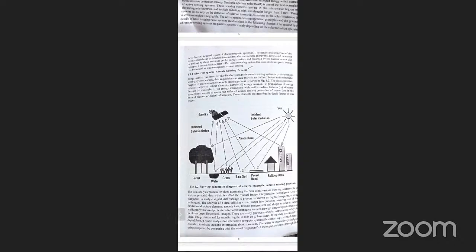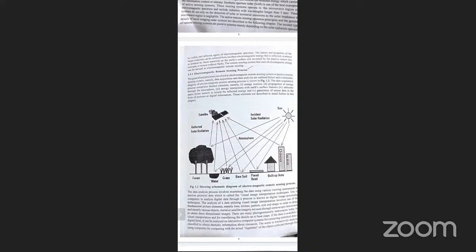In the electromagnetic remote sensing process, if you see the general process, it involves passive and active remote sensing. Namely, data acquisition and data analysis are outlined as per the schematic diagram we see here. The data acquisition process comprises some important elements.